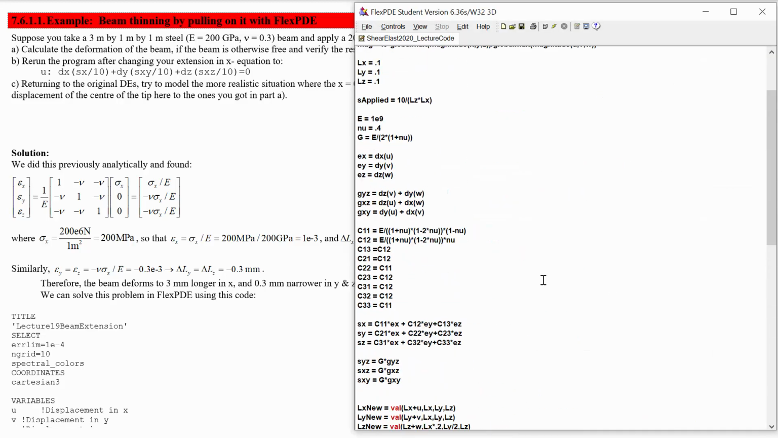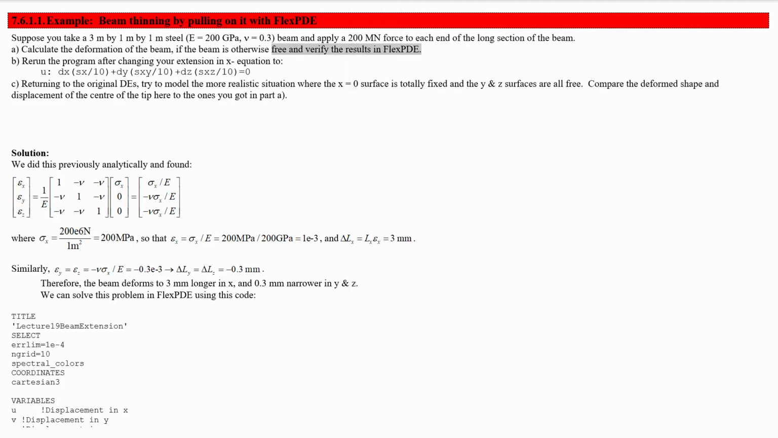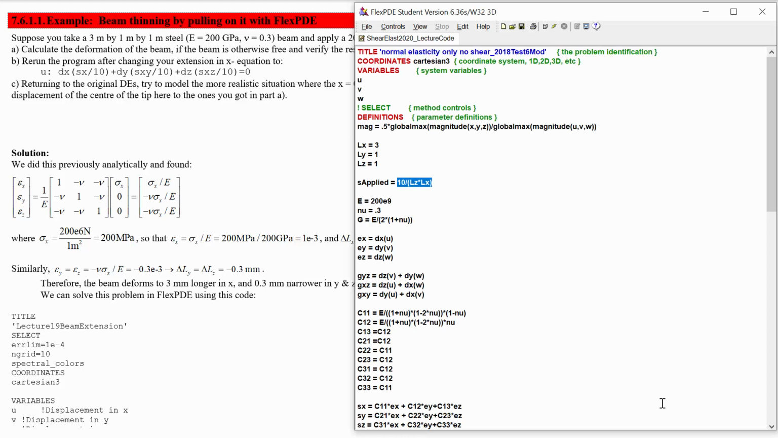First, we'll change the dimensions in the code to have 3 meter by 1 meter by 1 meter, and we'll put in the different material parameters, and we'll modify the stress that we're applying on this beam. So we've got how much? We said we were going to put 200 meganewtons of force on this. Well, 200 meganewtons, so it'll be 200 E6 divided by Ly times Lz to get it into megapascals. Now, in this case, Ly and Lz are just 1, but just to re-emphasize that you have to divide the force by the area in order to get the applied stress.